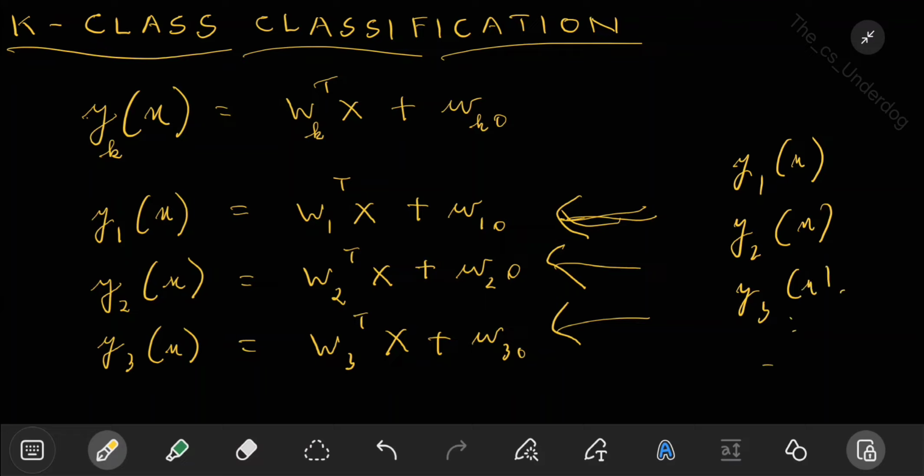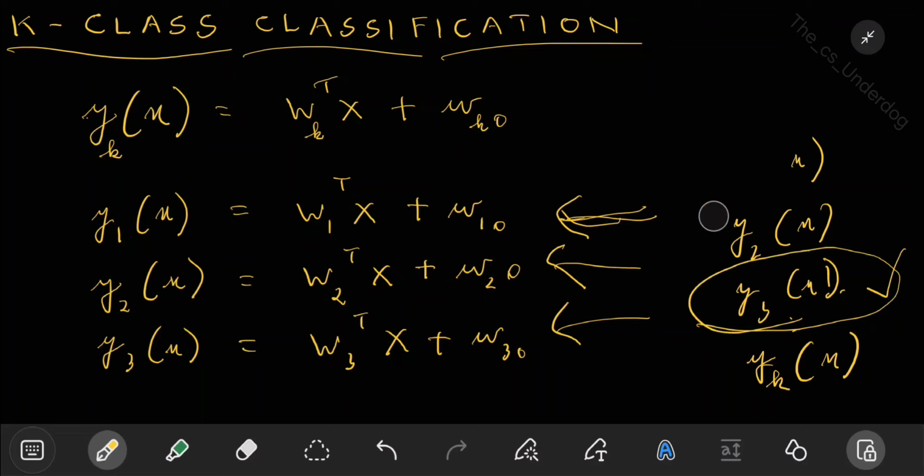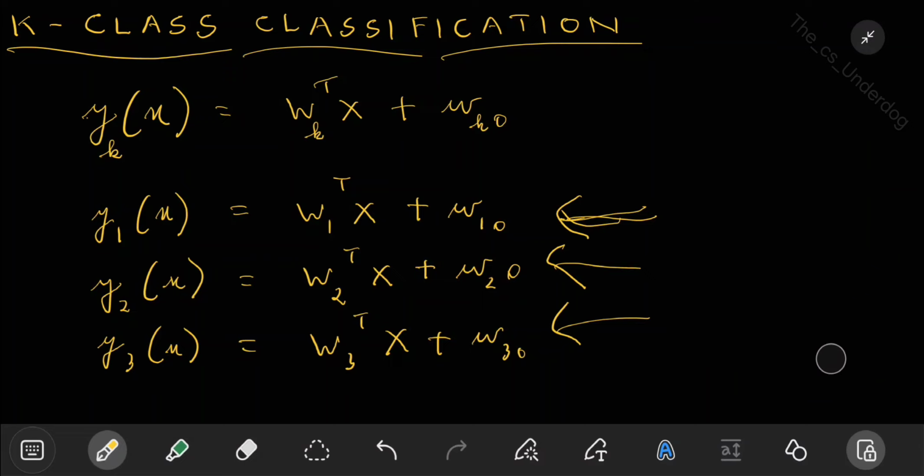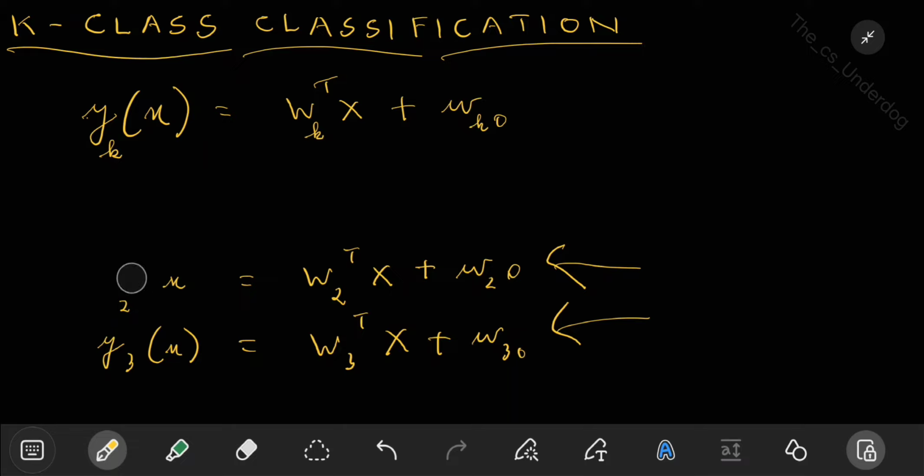Up to yk of x, you will find the values of all these. Then, which among these has the highest value, that is the class to which you will assign this data point. Let us say y3 of x has the largest value. Then the class is C3. This is how you determine the class in case of K discriminants, K-class classification.